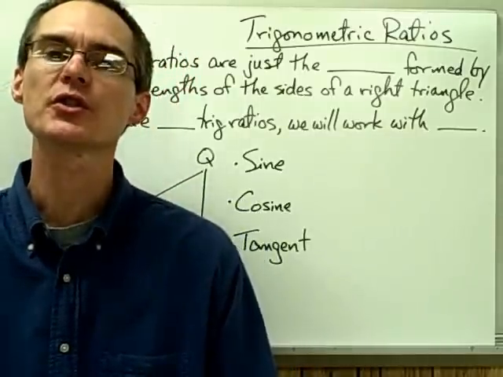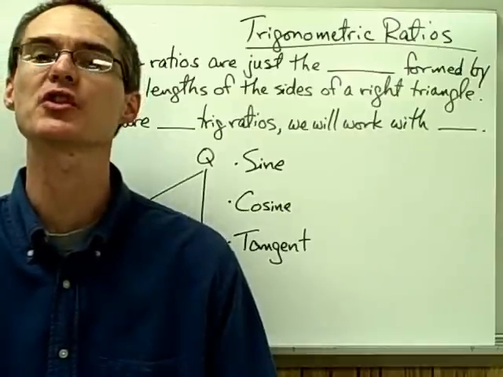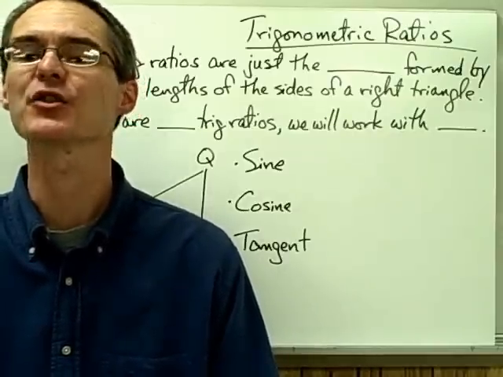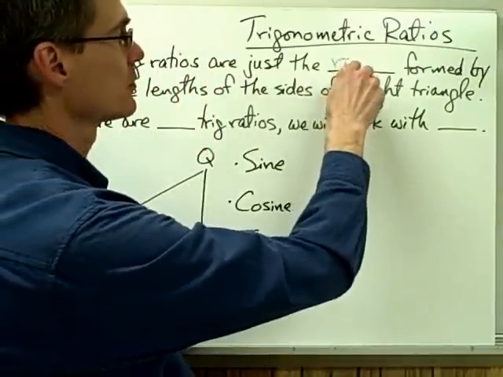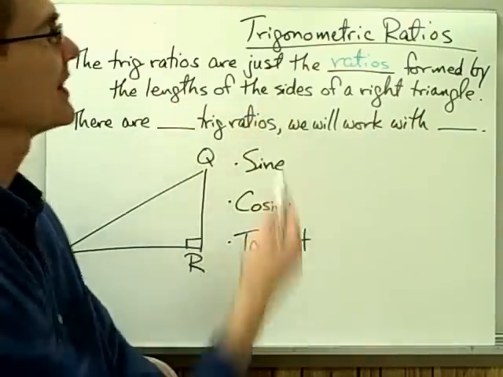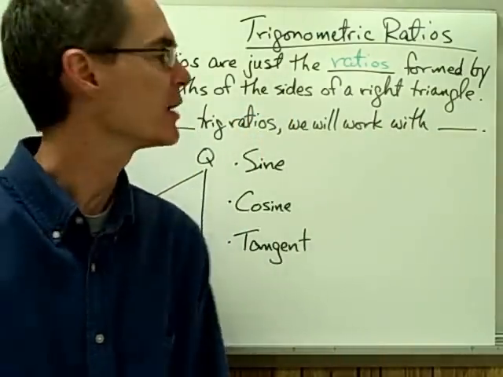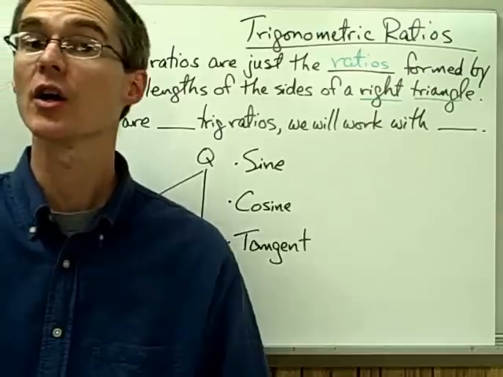Okay, in this video, we're going to talk about something called the trigonometric ratios, or sometimes just the trig ratios. And the trig ratios are just the ratios formed by the lengths of the sides of a right triangle. All right? Now, that's all they are, just ratios.